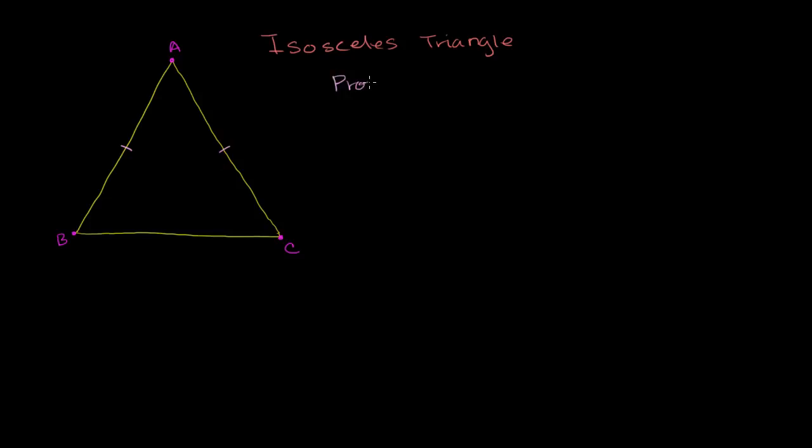So what I want to prove here is that these two, and they're sometimes referred to as base angles, these angles that are between one of the sides and the side that isn't necessarily equal to it, and the other side that is equal and the side that's not equal to it, I want to show that they're congruent. So I want to prove that angle ABC is congruent to angle ACB.